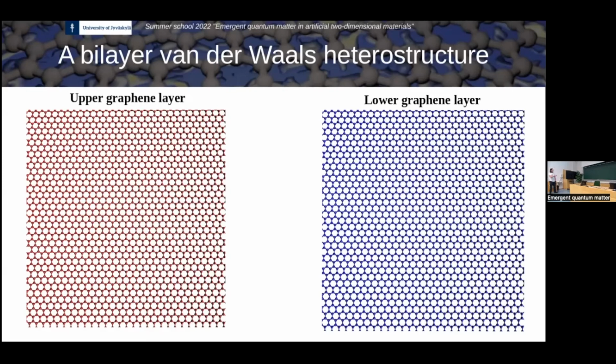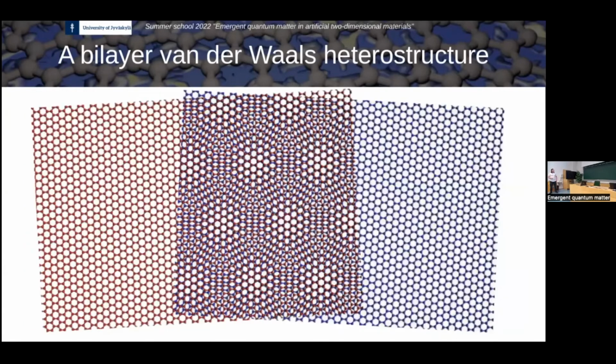So let's start with the simplest example of the moiré that we already discussed in the first section. The basic idea is to take two layers of the material with four components. We can take graphene, one on the left, one on the right. We put them one on top of the other at a certain angle. And if this angle is non-zero, there's a pattern in space that repeats itself. This pattern in space is what we call the Moiré structure, and the length scale of this pattern is what defines the Moiré length.